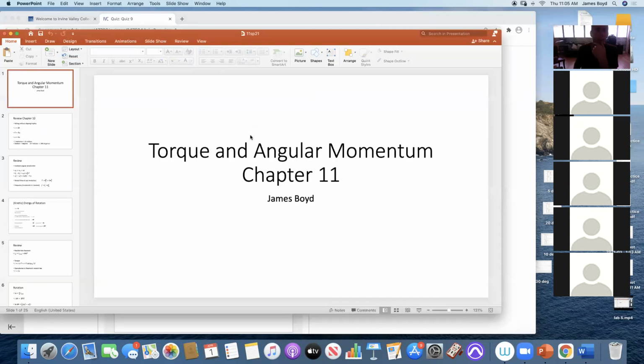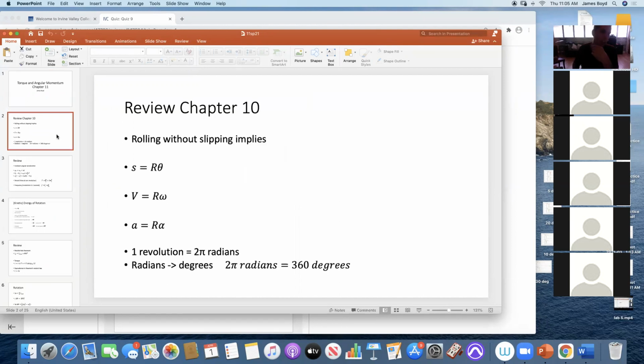All right, so chapter 11 is all about torque and angular momentum. And so the things that we learned in chapter 10, I want to review those things pretty fast.